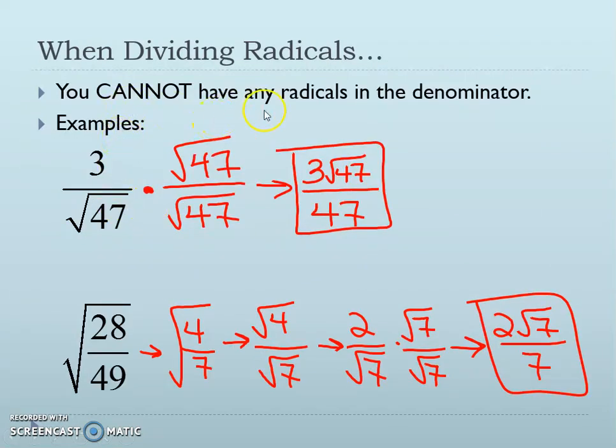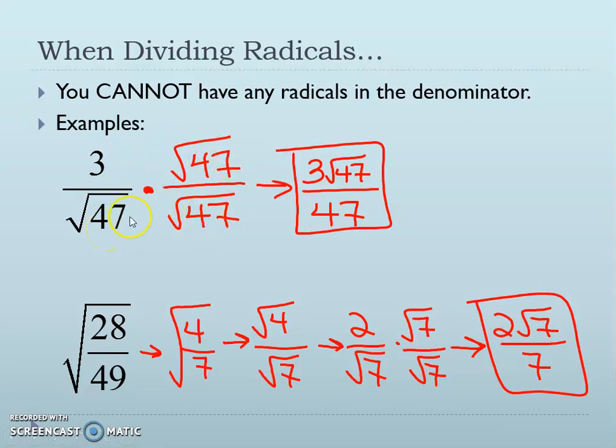So let's look at dividing radicals. You cannot have any radicals in the denominator. That is one absolute rule. Let me repeat. You cannot have any radicals on the bottom. So in order to get rid of it, you've got to multiply this by this. Same thing. So multiply the top by radical 47, and the bottom by radical 47. Whatever you do to the top, you do to the bottom.